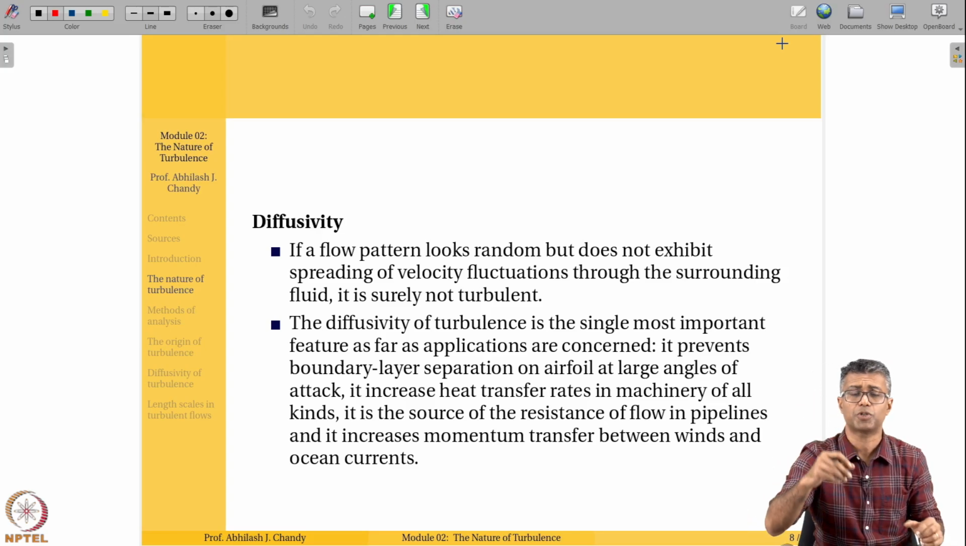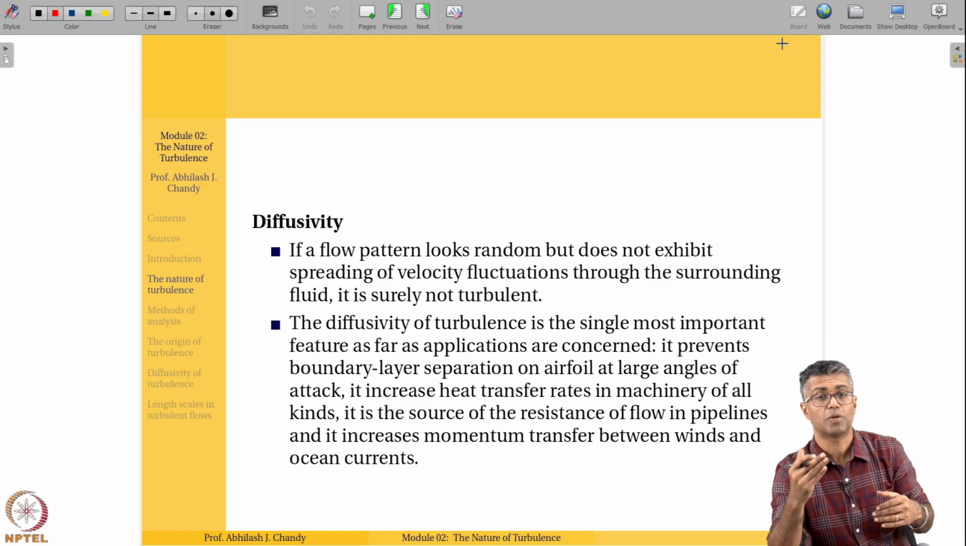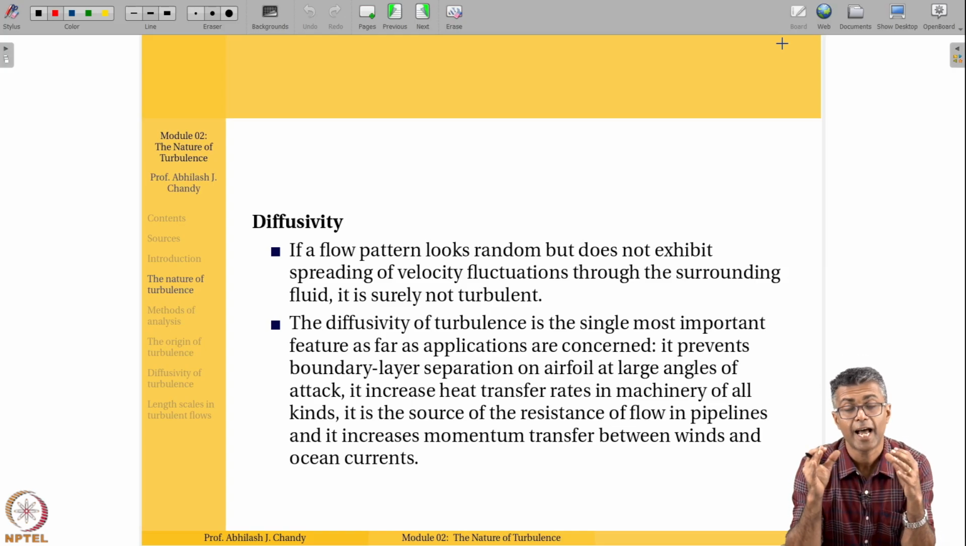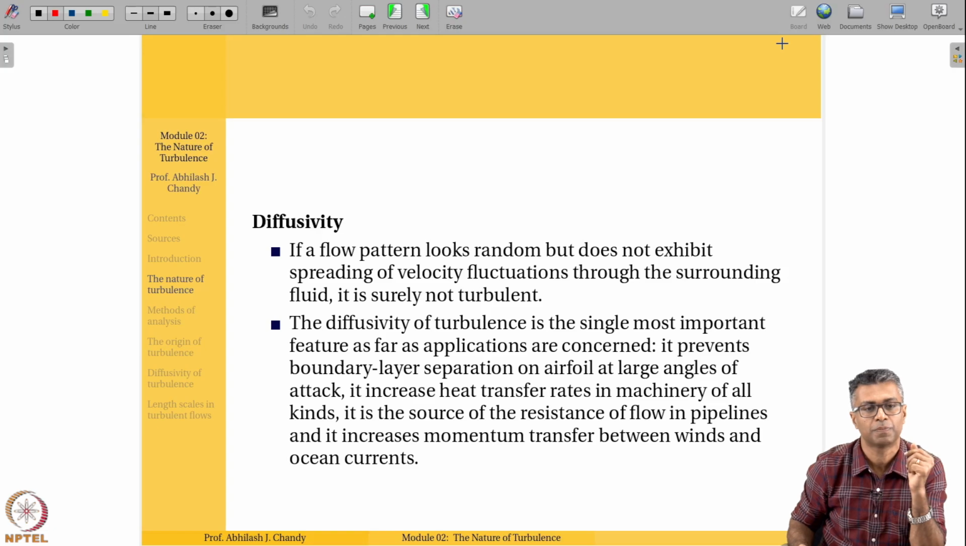So the smoke coming from a chimney, that again is an example where the momentum is transferred. And because the flow is turbulent, the momentum transfer is much faster. So that enhanced diffusion, that diffusivity is the single most important feature.